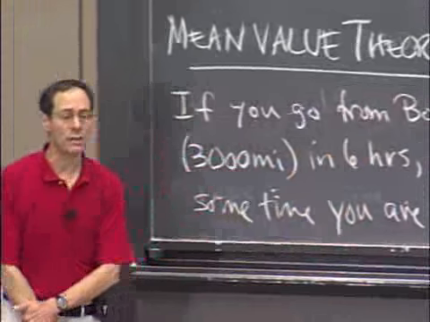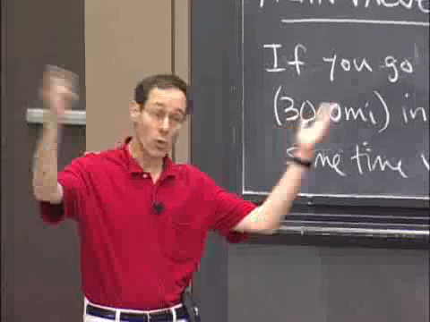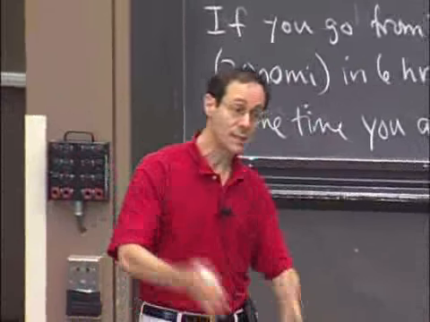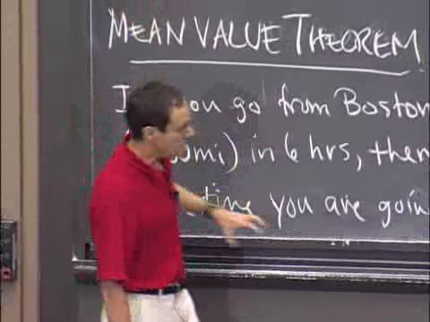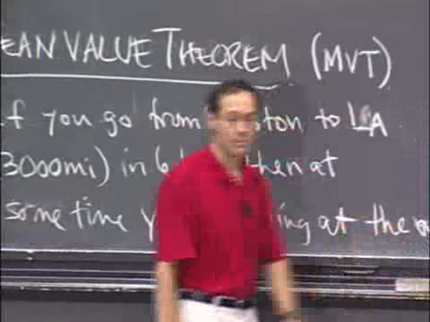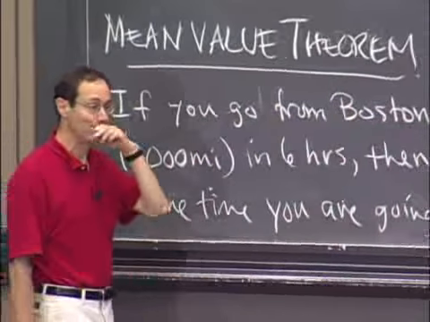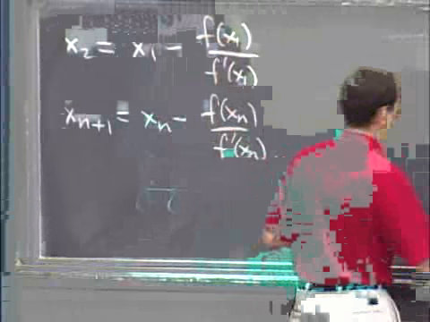Exactly. So sometime on your journey, of course, some of the time you were going more than 500 miles an hour, sometimes you were going less, and sometime you must have been going 500 miles an hour exactly. That's the mean value theorem. The reason why it's called mean value theorem is that the word mean is the same as the word average. All right.